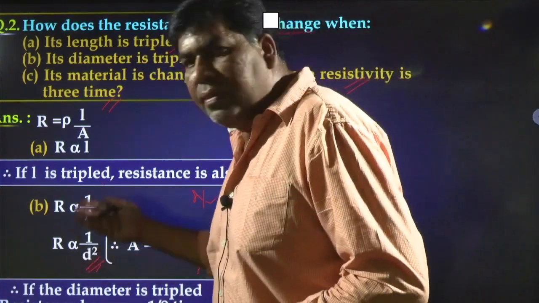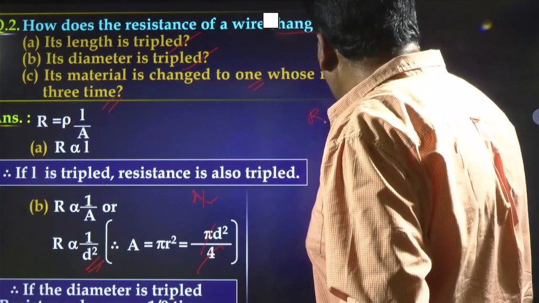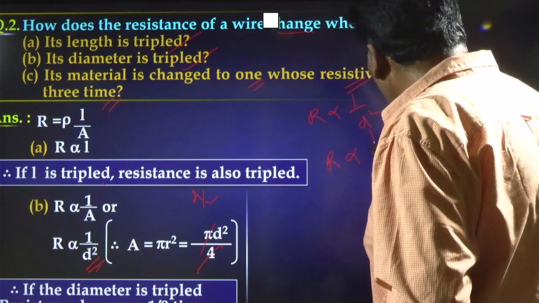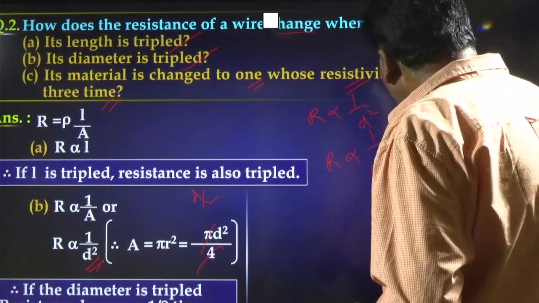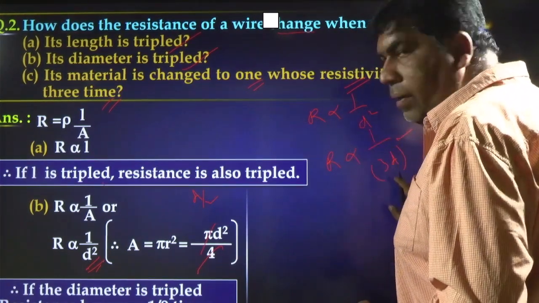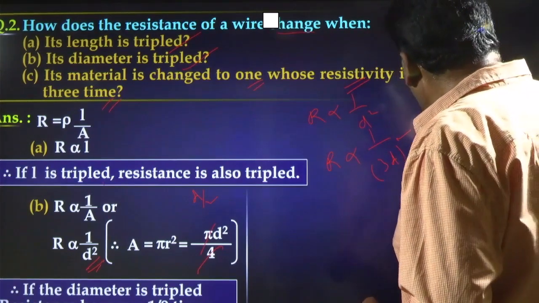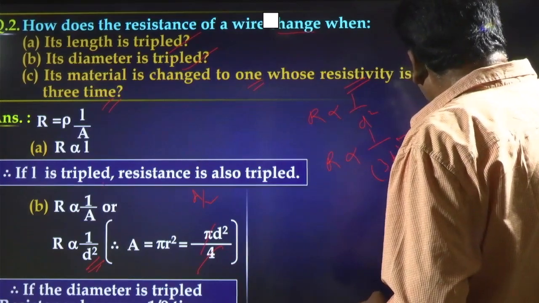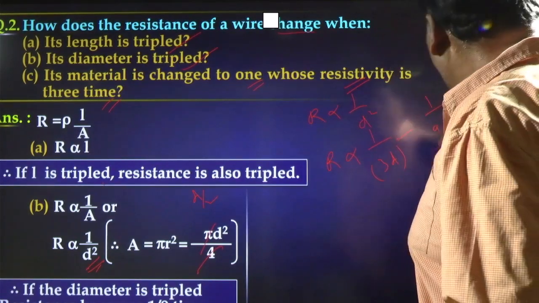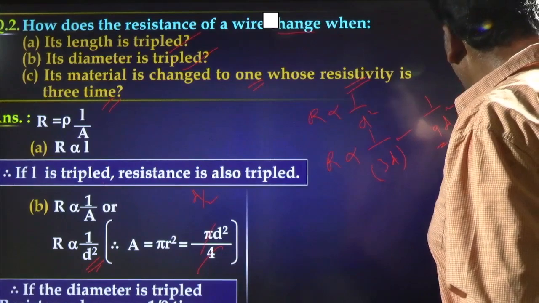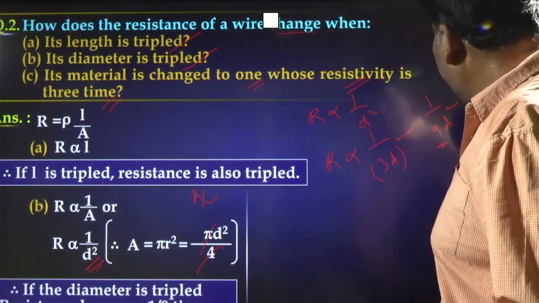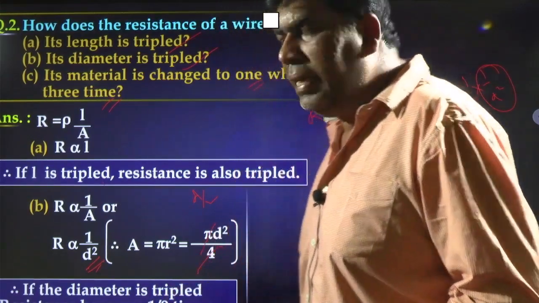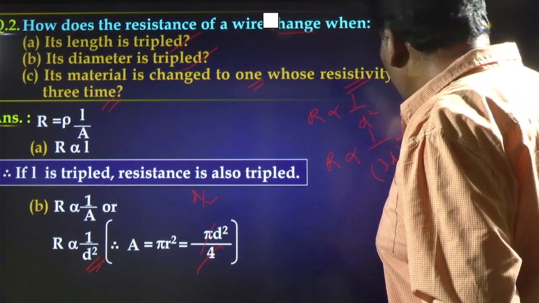If the diameter is tripled, R proportional to 1 by d square we are having. R proportional to 1 by (3d) square, because the diameter is tripled. What we will get? 1 by 9 d square we will get. Means 1 by 9 into 1 by d square. To its previous value, it became 1 by 9 times. So the resistance will become 1 by 9 times.